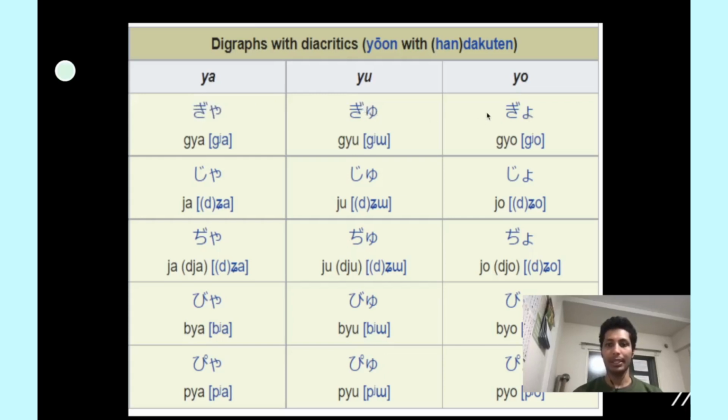Everywhere there is a tenten. Similar to this, this was si, but when we put tenten, it becomes zi, and when we put small ya, this becomes ja. So zi plus ya, ja, ju, jo. Here, what is this? Ja, ja. It's very difficult, but ja, ju, jo.